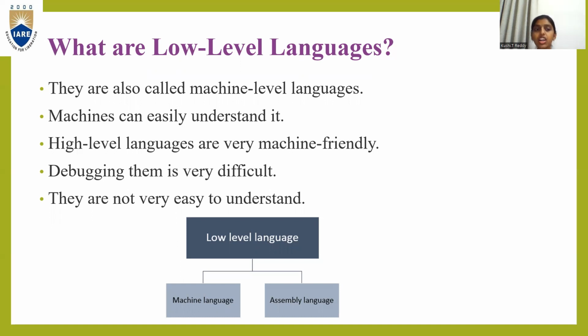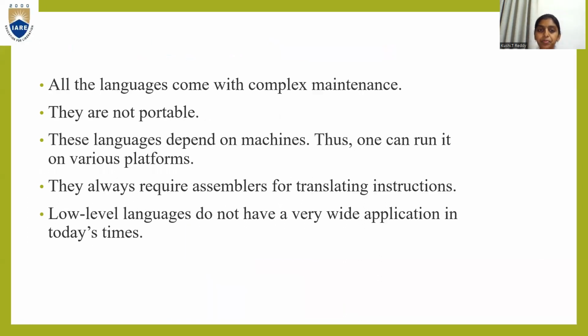So here, coming to low level language. As mentioned earlier, high level language is very user friendly, whereas low level language is very much machine friendly, and machines can easily understand this. Humans cannot understand this low level language, and debugging them is very difficult because low level language is generally in the form of binary digits, zeros and ones. So these are not very easy to understand. Low level language is divided into two types: machine language and assembly language.